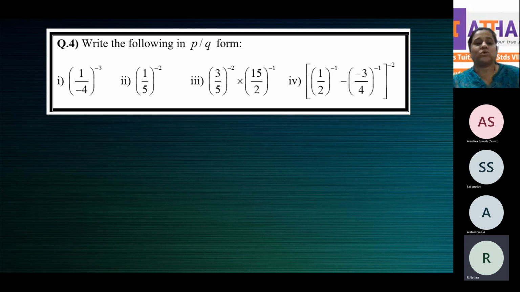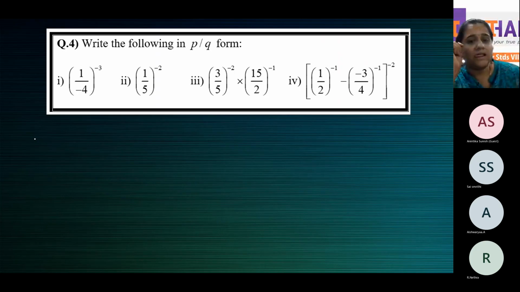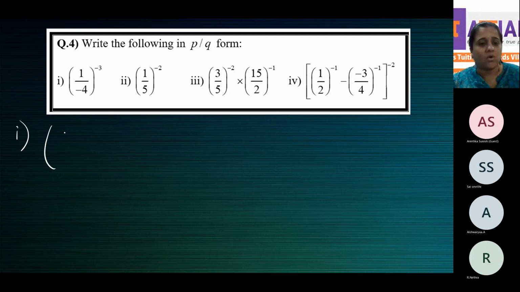Now let's learn how to simplify these. Earlier it was simplifying using the rules, right? Now look at this one. Write the following in the P by Q form. You need to write it in the P by Q form. Yes, first one, Aishwarya Shri: 1 by minus 4, the whole power minus 3. Minus 4 by 1.